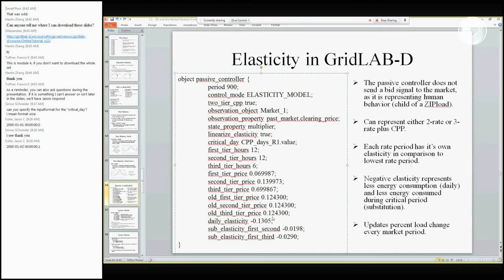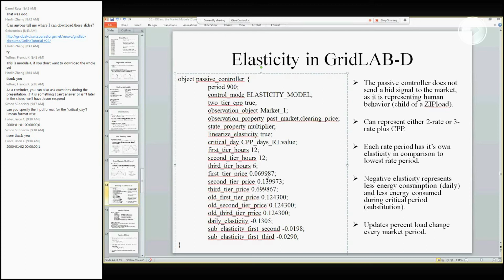And then because we're looking at a comparison of what consumers are shifting from, we also need to tell it what the old price was. So in this example, the old price for all the different tiers, it doesn't matter which one, was a flat rate. It was a base price of 12 cents a kilowatt hour. And now we're moving to a time of use price of low of about 7 cents a kilowatt hour. The second time of use tier is about 14 cents a kilowatt hour, and the critical peak price is quite high, 70 cents a kilowatt hour.